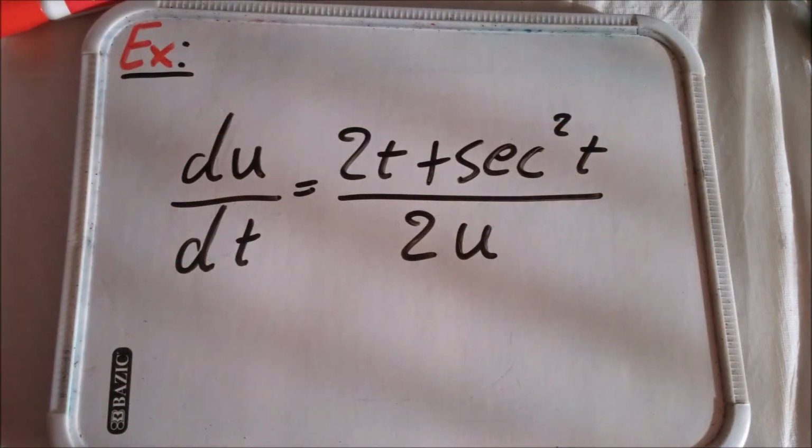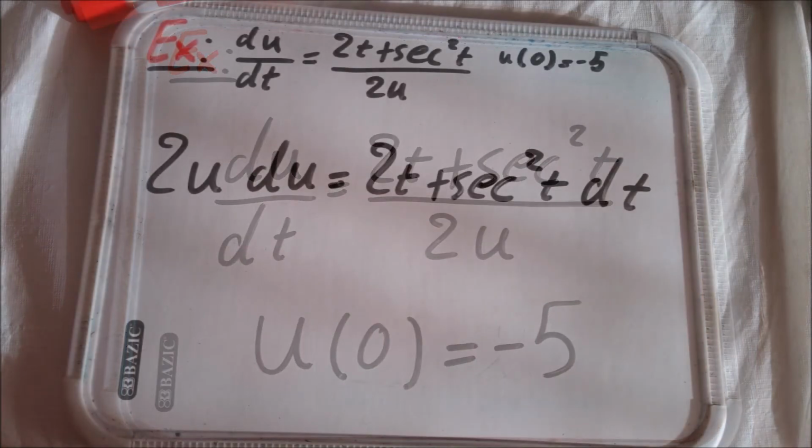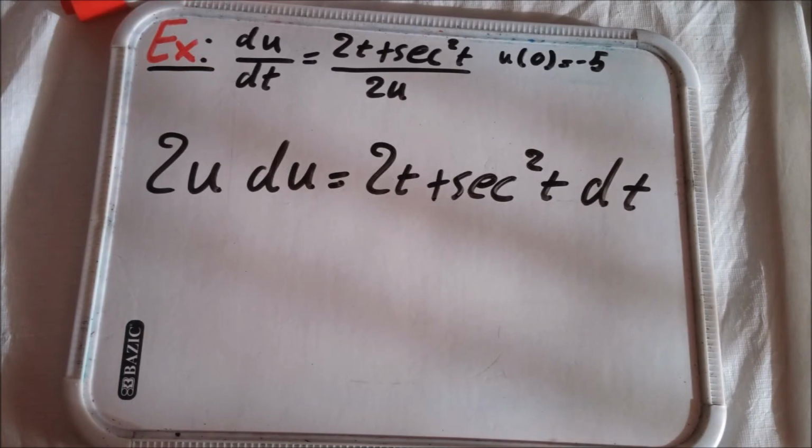Now that that's done, let's do one where we have to actually satisfy a given condition. In this case, we have du/dt equals (2t plus sec²t) all over 2u, and our given condition is u(0) equals negative 5. We start off exactly like the other one by separating the variables, and we have 2u du equals (2t plus sec²t) dt, by separating the u's and the t's on their own sides.